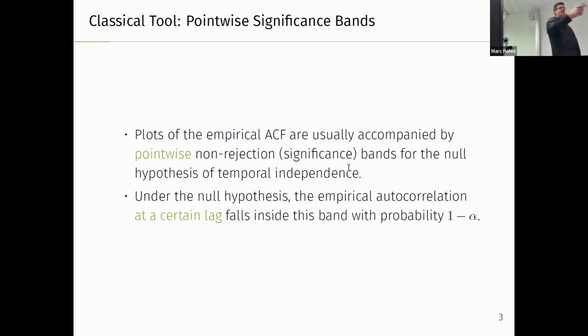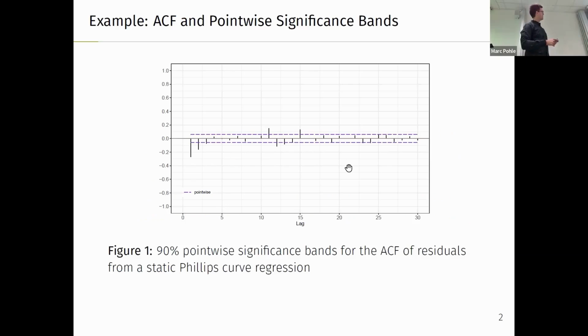Under the null hypothesis of temporal independence, which is often of interest, of course, if there is any temporal dependence, especially for regression residuals, under this null, the empirical autocorrelation function at a certain lag, at lag 5, for example, falls into this band with probability of 1 minus alpha. So here it's 90%. And this is the tool you usually get with your autocorrelation function by default in any statistical software.